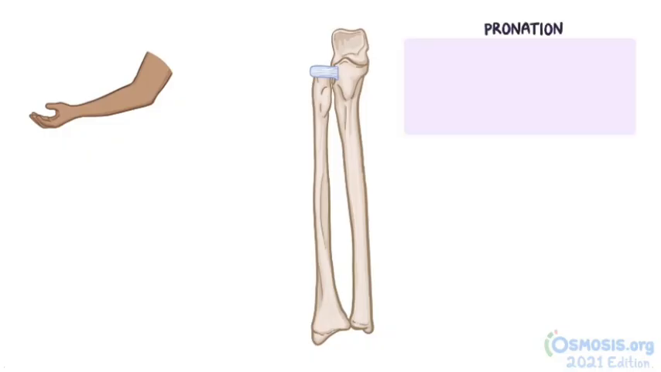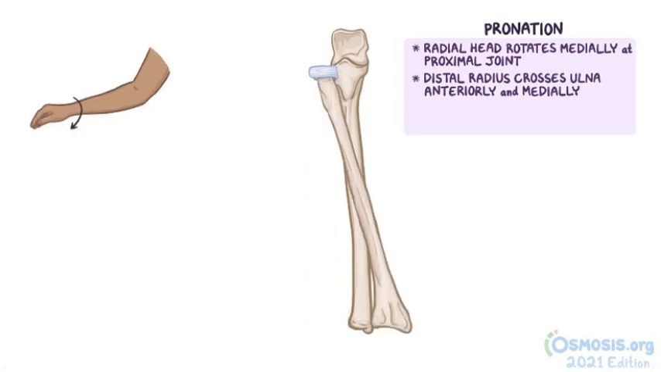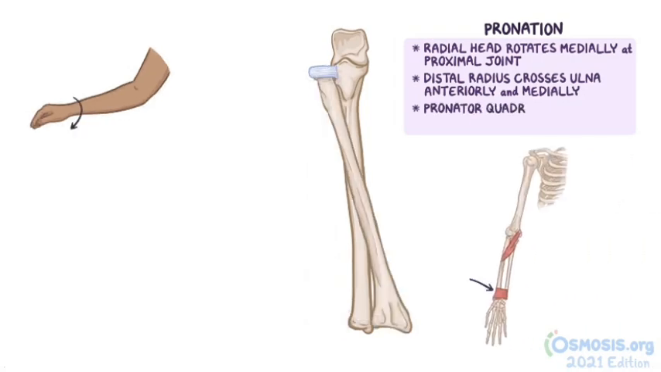During pronation, the radial head rotates medially within the annular ligament at the proximal radio-ulnar joint, while the distal end of the radius is crossing over the ulna anteriorly and medially at the distal radio-ulnar joint. Pronation is done primarily by the pronator quadratus muscle, with a little help from the pronator teres.